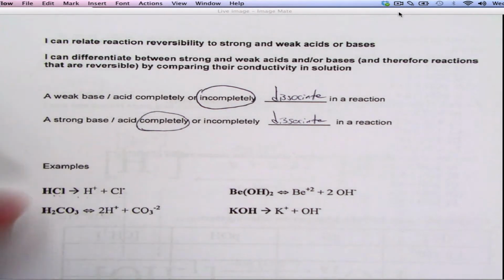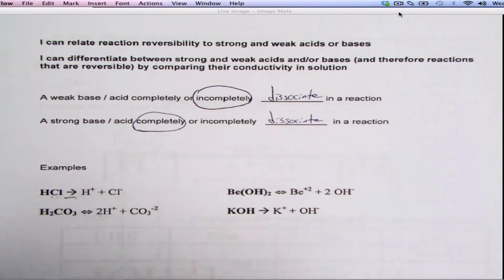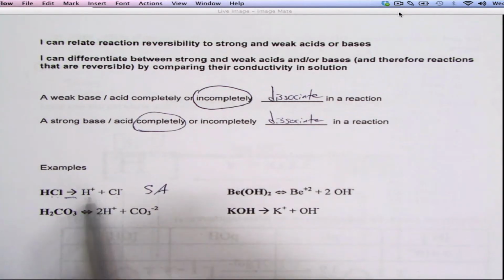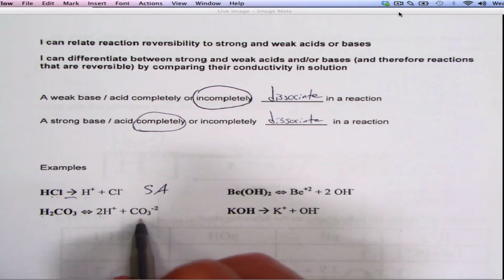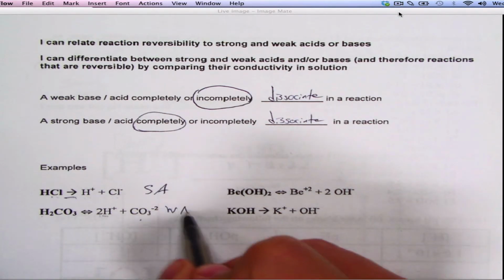All right. So how can I recognize which one is which? Just by looking at the reaction. One-way direction, strong acid. Why is it a strong acid? H plus ion it broke into. Okay. Reversible reaction, H plus ion, weak acid.